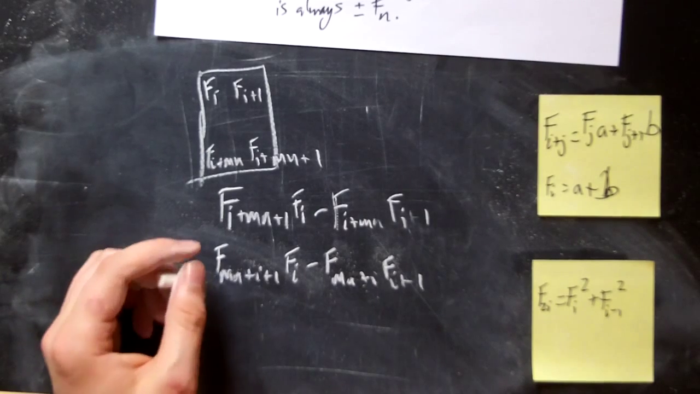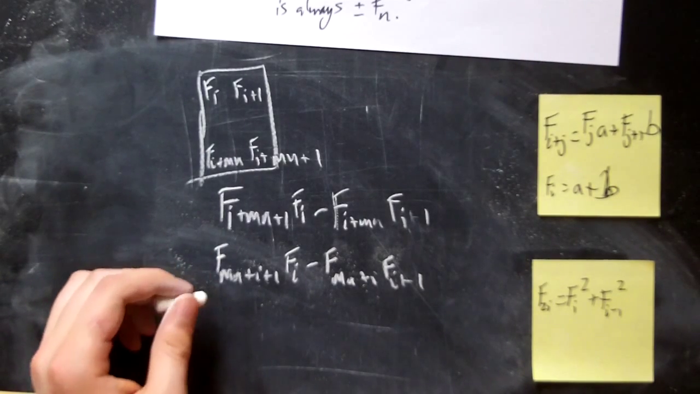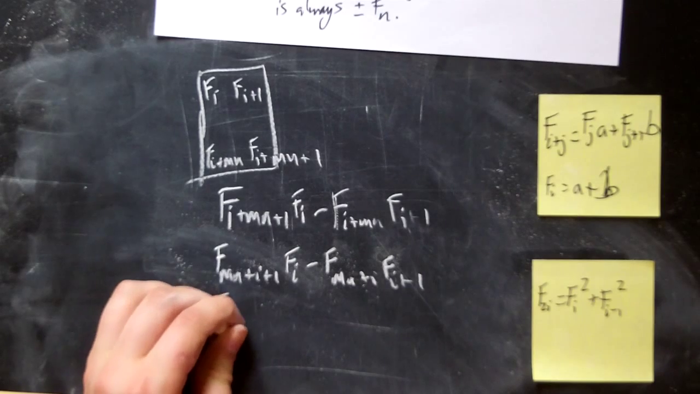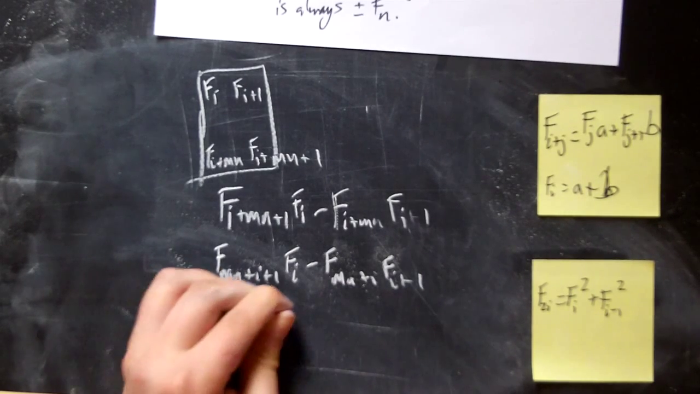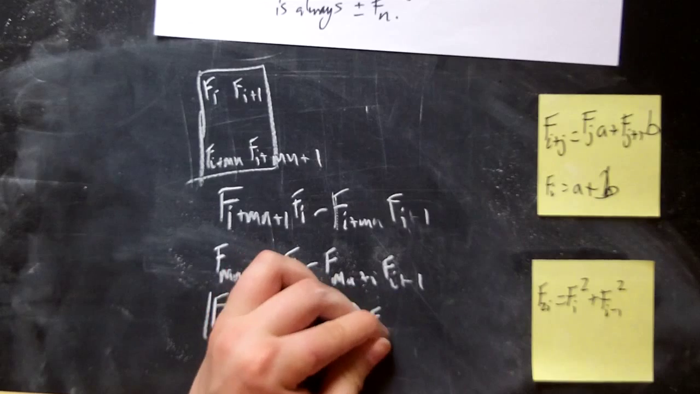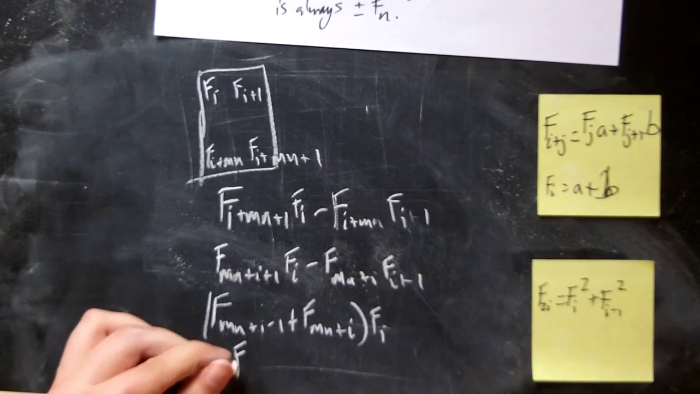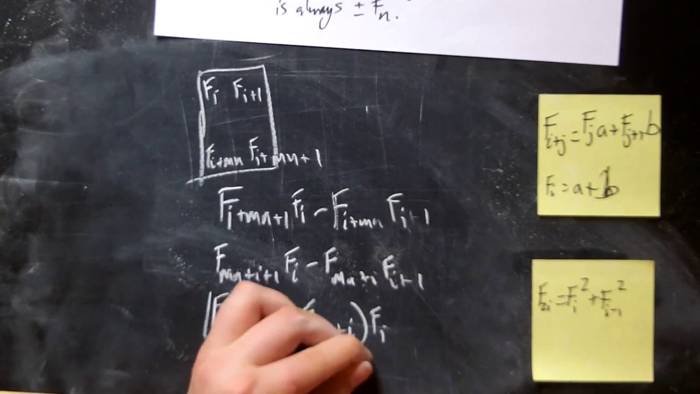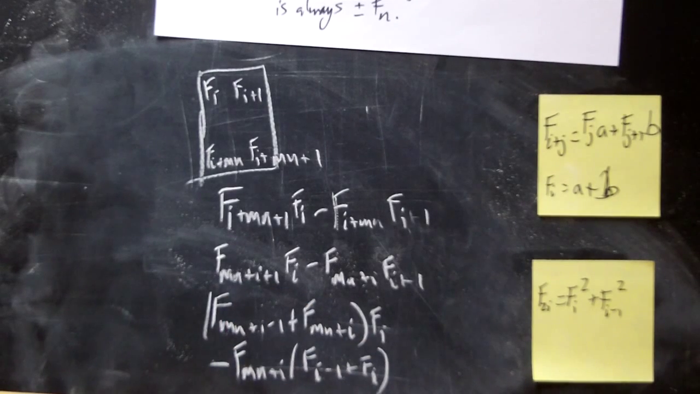So, yeah. That is minus 1 plus F(mn plus i) times F(i) minus F(mn plus i) plus... F(i minus 1) plus F(i). Like the very first thing we proved, there are a couple of things that cancel out here. This one and that one. So we get F(mn plus i minus 1) F(i) minus F(mn plus i) F(i minus 1).